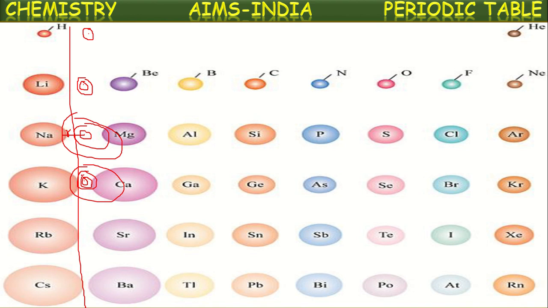So there will be four shells. And for rubidium, there are five shells. And for cesium, there are six shells. And for francium, there are seven shells.